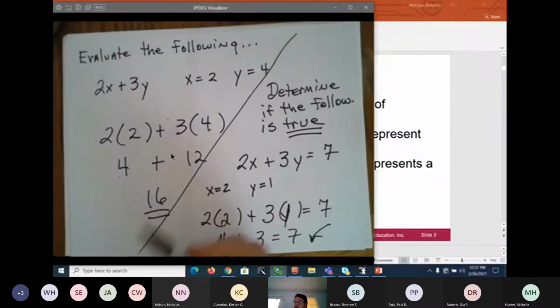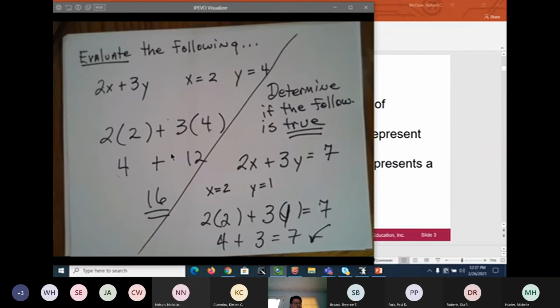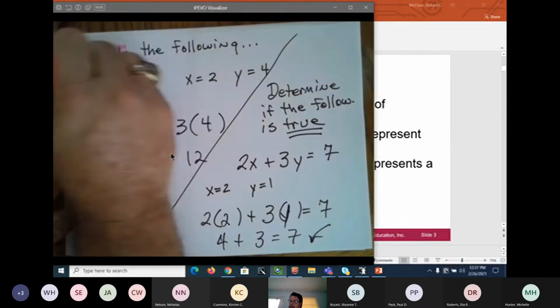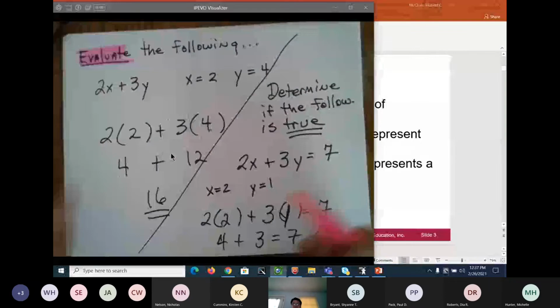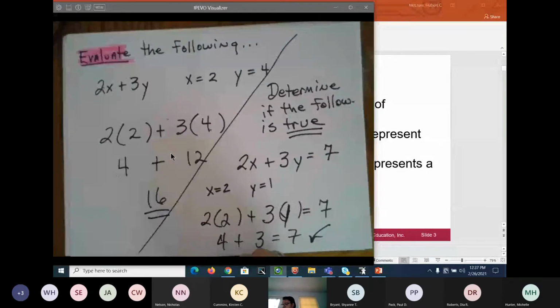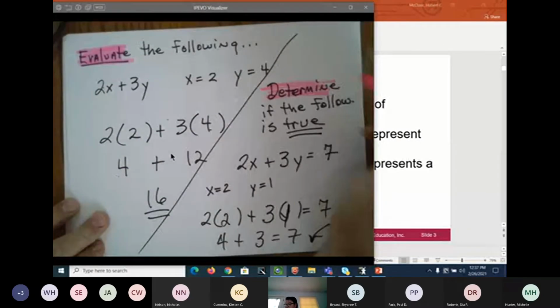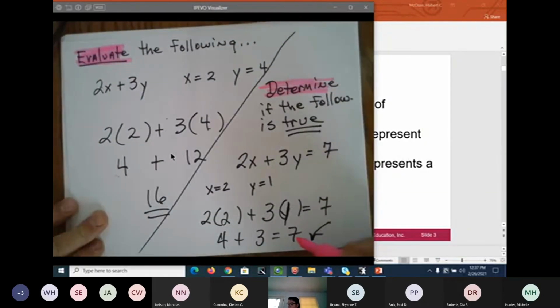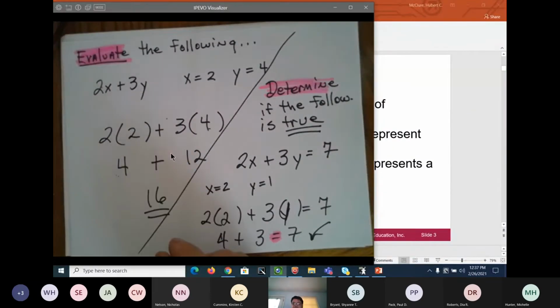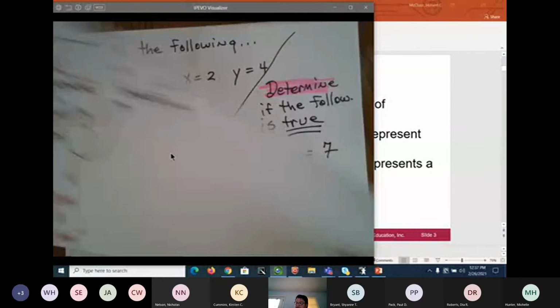One will say evaluate. Evaluate means plug and chug, but you don't have an equal sign. Determine means that you have an equation and you have to check to see if it's either true or false. So that's the difference between the two problems. And that takes care of determine and evaluate.